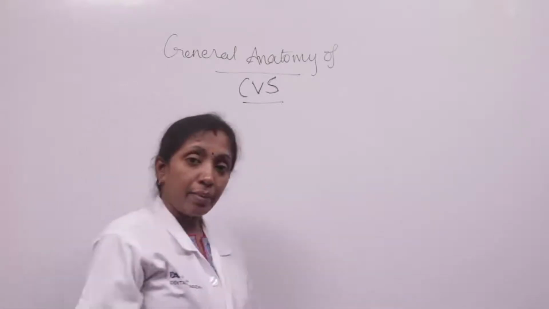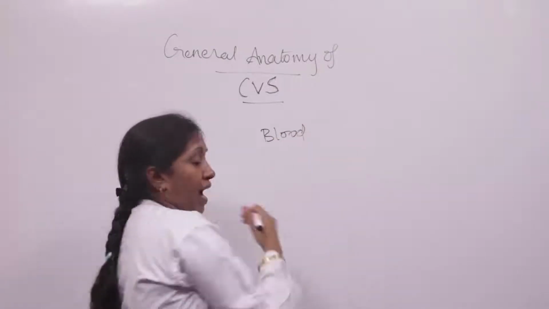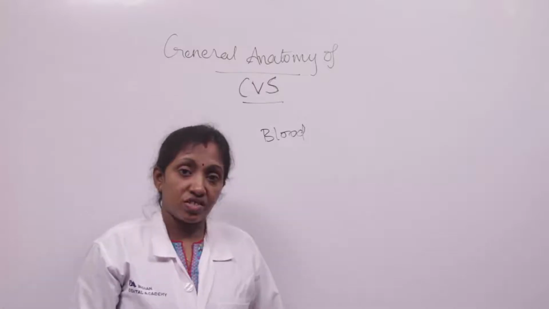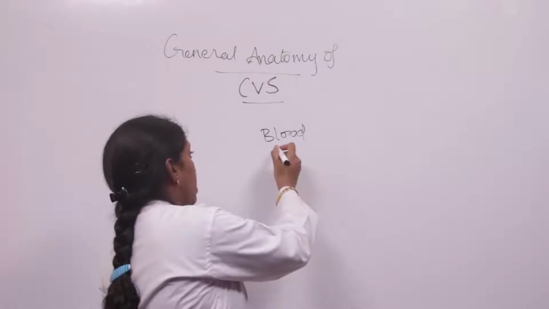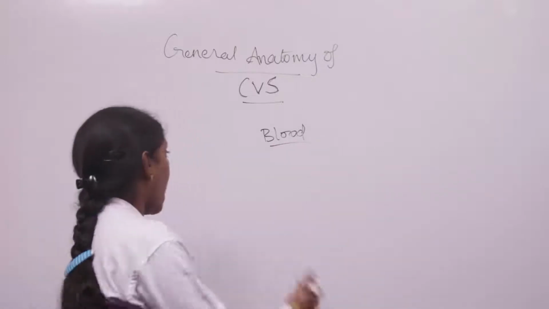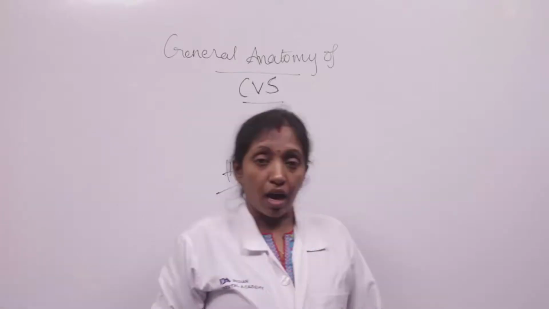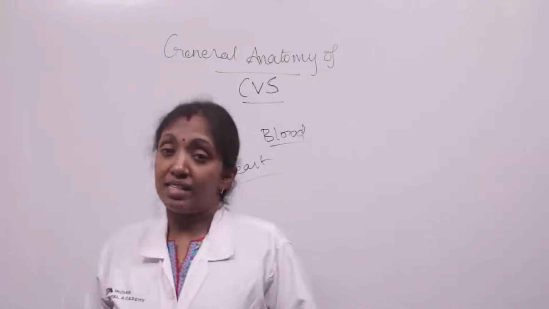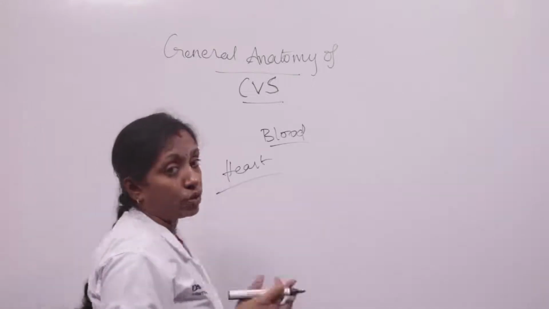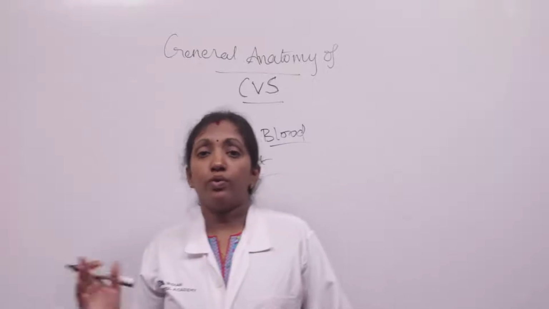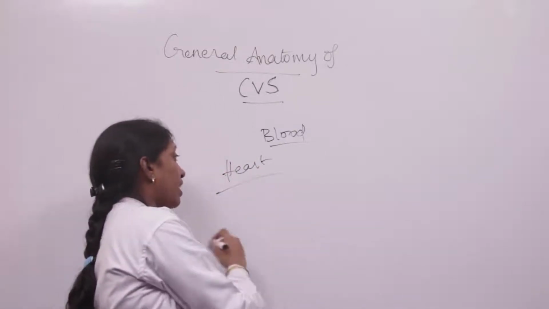So the medium is blood. Blood plays an important role in the transport of nutrients and in taking out the excretions and waste materials. Blood is the fluid medium, and the heart is the main organ which maintains the circulation. The heart is the pumping organ. We know that the heart consists of 4 chambers, 2 atria and 2 ventricles.